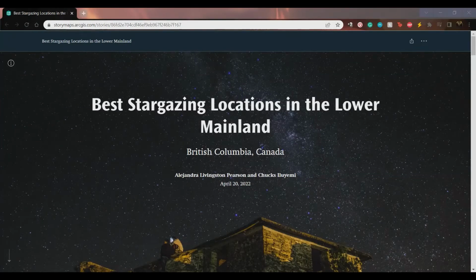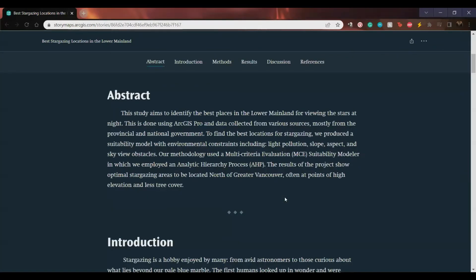Our aim for the project was to locate the best viewing spots for stargazing in the Lower Mainland, BC, Canada. We decided to do this project because one, we love stargazing, and two, we were interested to see how light pollution impacts doing so. That was less important, but an interesting aspect to doing this project.